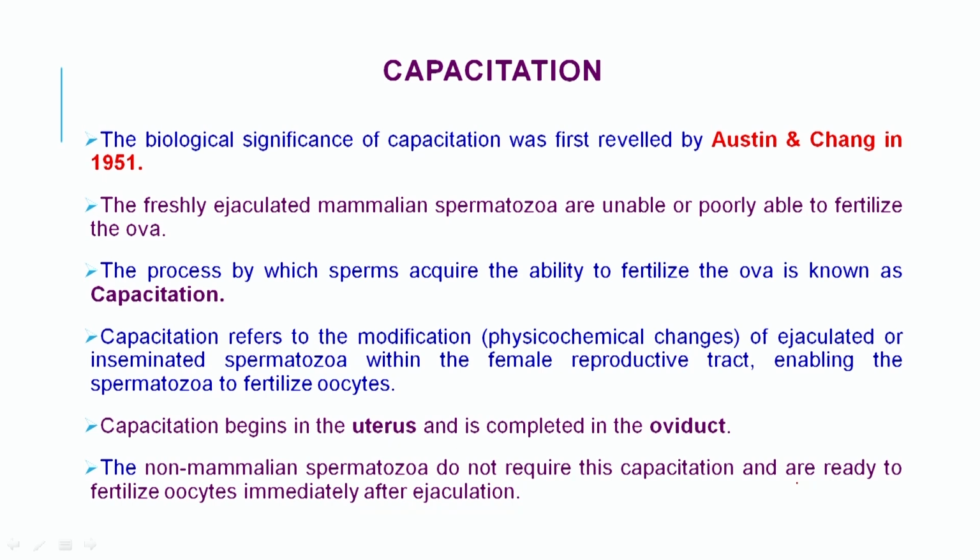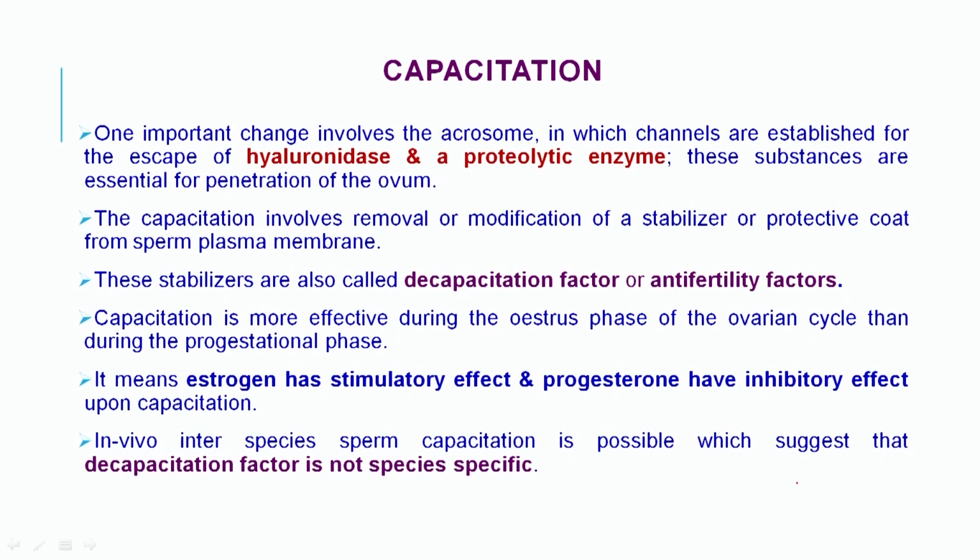Non-mammalian spermatozoa do not require capacitation and are ready to fertilize oocytes immediately after ejaculation in the reproductive tract of non-mammalian animals. One important change involves the acrosome, in which channels are established for the escape of hyaluronidase and proteolytic enzymes. These substances are essential for penetration of the ovum.